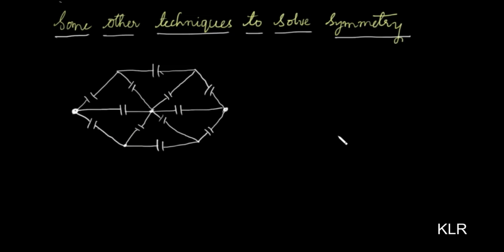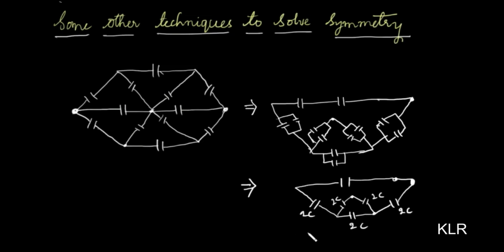There are some other techniques to solve these symmetry problems. One of the techniques is the overlapping method. Now you can see that this is exactly the mirror image of this. For example, if I put a mirror over here, this looks just like an image. So one of the techniques is the folding technique. You fold this over this. When I fold this one, there will be overlapping.